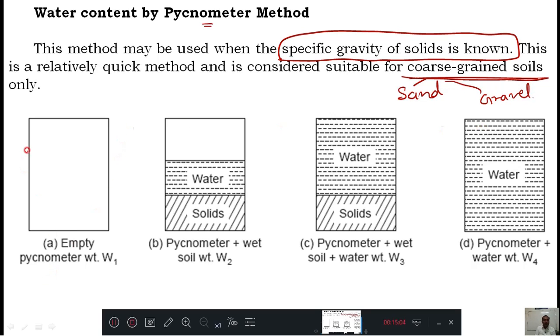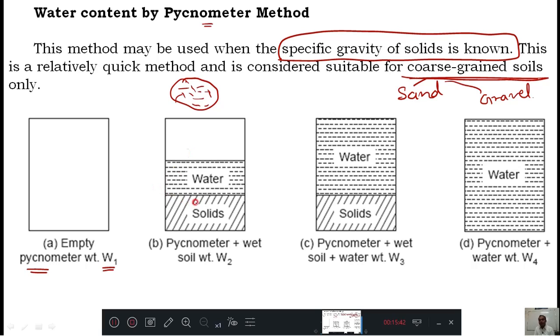Now, what this method contains is, first you need to take an empty, dry, cleaned pycnometer and measure it, that you call W1. After that, in that empty, dry, cleaned pycnometer put the wet soil. It doesn't mean that you are putting solids and water above that. No, not like that. This is wet soil only. For your study purpose, the solids are shown separated at the bottom and water at the top. It doesn't mean that they are kept separately.